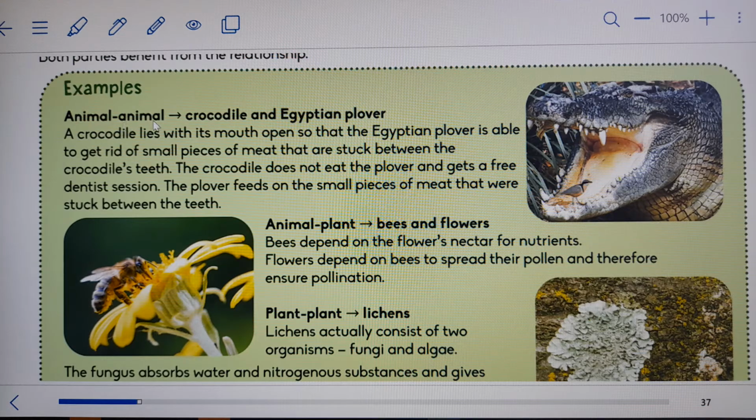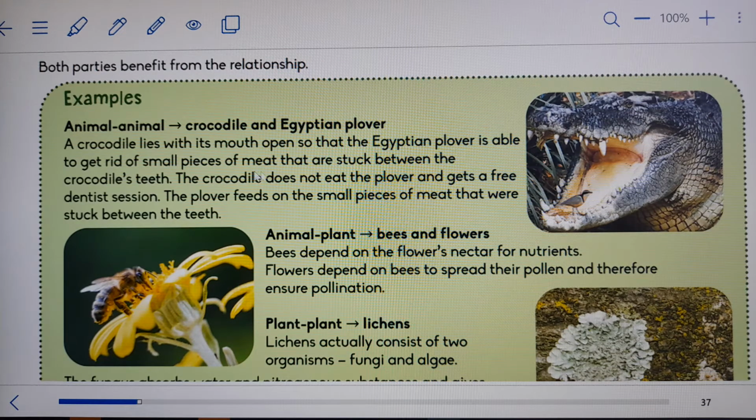They say it's animal to animal. A crocodile lies with its mouth open so that an Egyptian plover is able to get rid of small pieces of meat that are stuck between the crocodile's teeth. Wow. The crocodile does not eat the plover. Please just understand, because this is mutualism. Both parties benefit from their relationship. The crocodile does not eat the plover and gets a free dentist session. How nice. The plover feeds on the small pieces of meat that were stuck between the teeth.